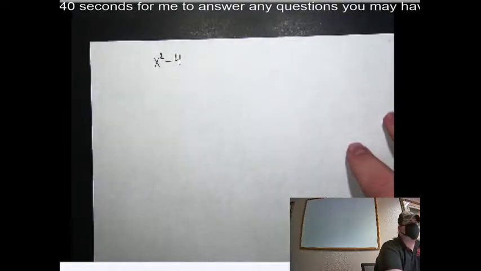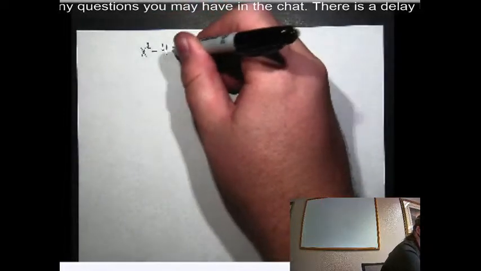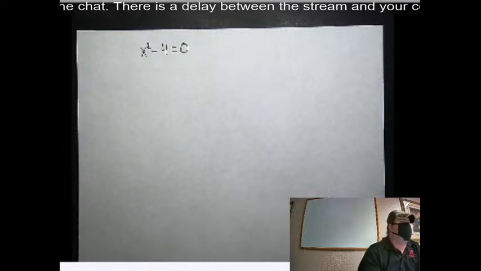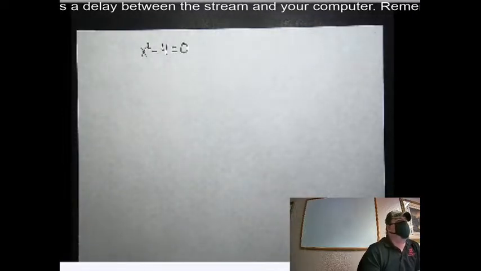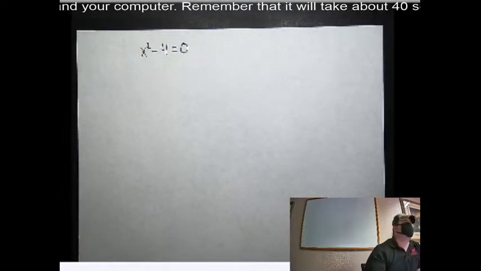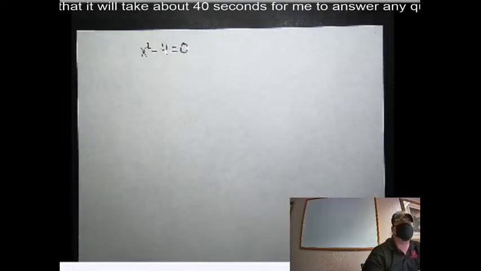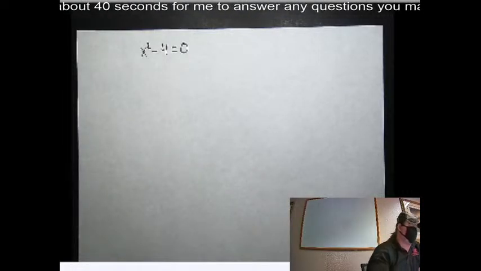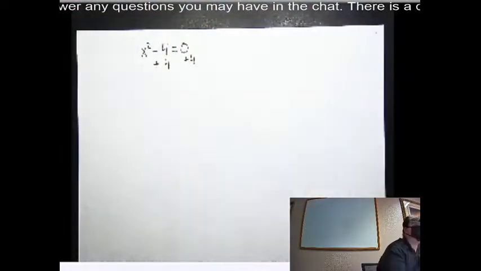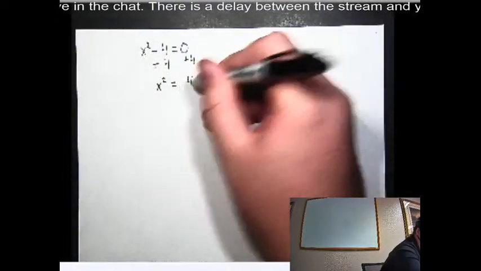Okay, so again, let's say we have x squared minus 4. Now, in addition to this, let's add equals 0. Okay? Now, we want to solve this thing. So, what do we want to do to solve it? We need to get x by itself, so what's the first step? Add 4, yeah. So we add 4 to both sides. That's going to give us x squared equals 4.